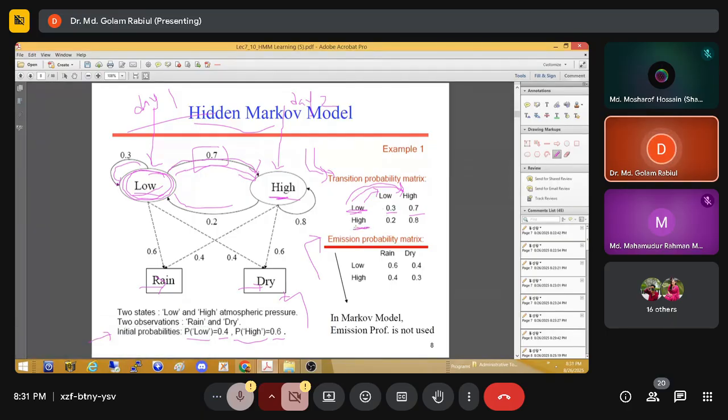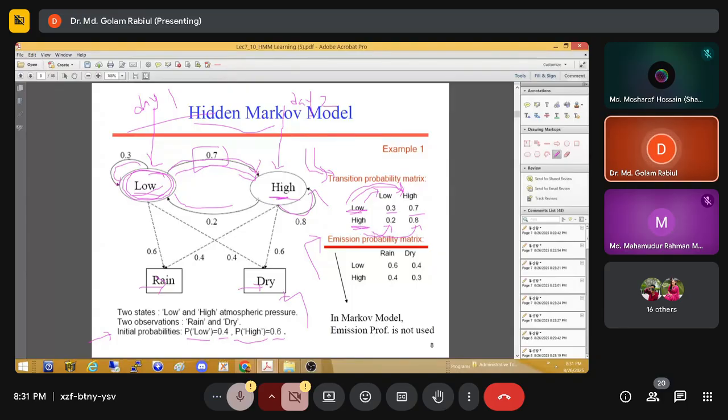Similarly, if today is high atmospheric pressure, what's the probability that tomorrow will also be high atmospheric pressure? That is 0.8. So high to high is 0.8. And if today is high atmospheric pressure, what's the probability that tomorrow will be low atmospheric pressure? That means the transition from high to low is 0.2.